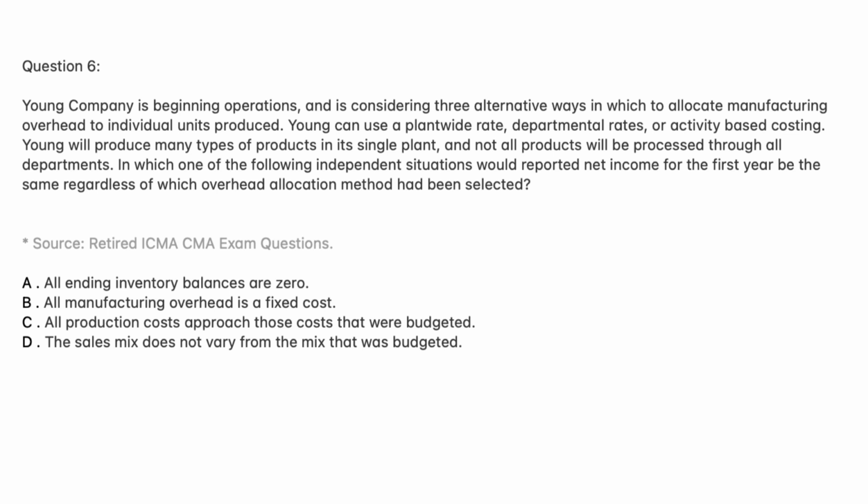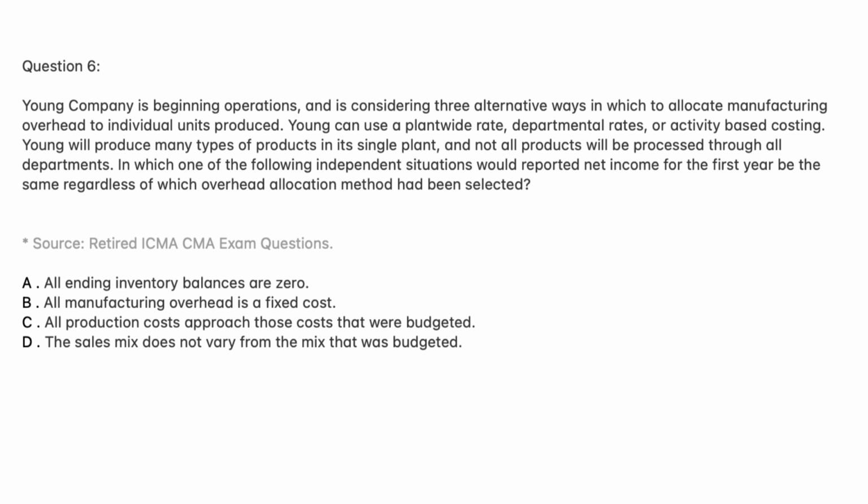Young can use a plant-wide rate, departmental rates, or activity-based costing. Young will produce many types of products in its single plant, and not all products will be processed through all departments. In which one of the following independent situations would reported net income for the first year be the same regardless of which overhead allocation method had been selected?